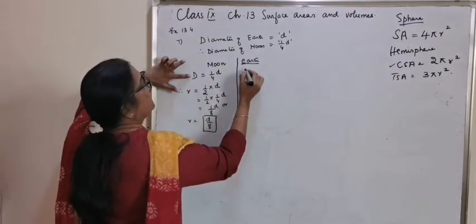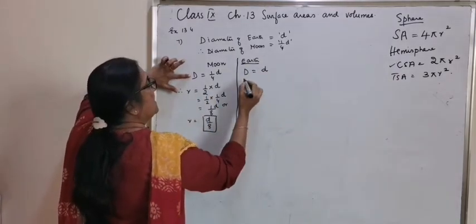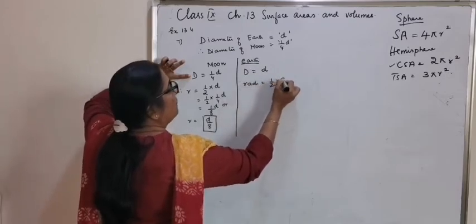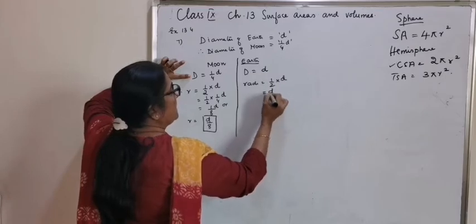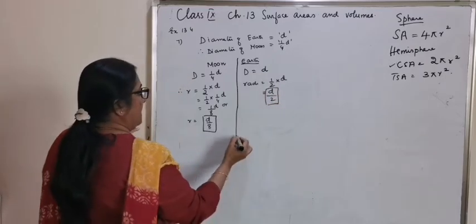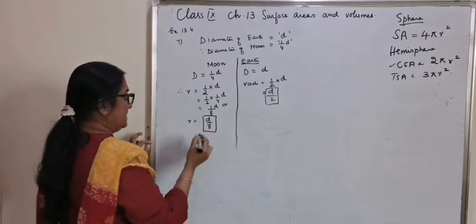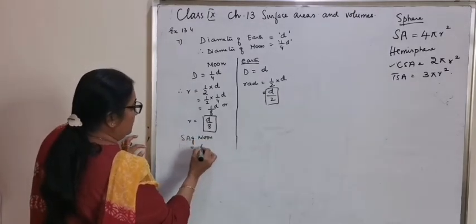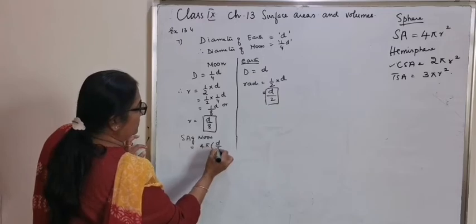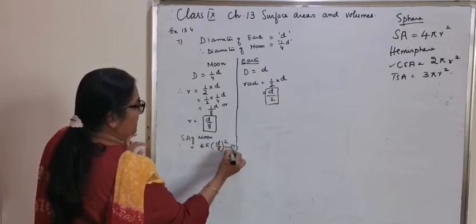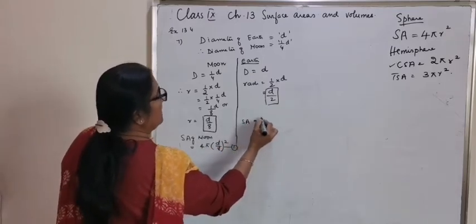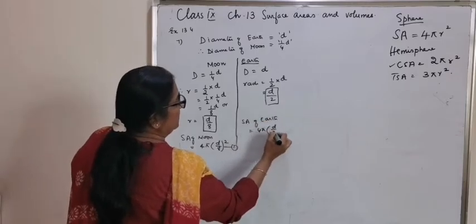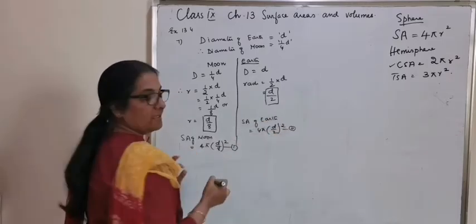Similarly, the diameter of earth is small d. Therefore, the radius is half of d, or it is the same as d/2. After getting the radius, surface area. Surface area of moon is equal to 4 pi into d/8 the whole square. What is the surface area of earth? It is 4 pi into d/2 the whole square.